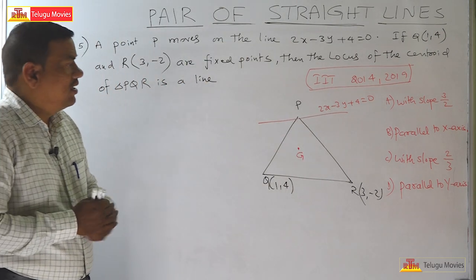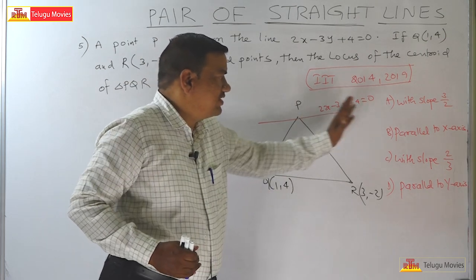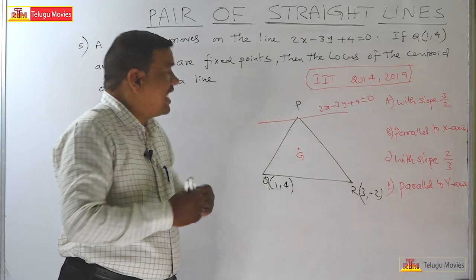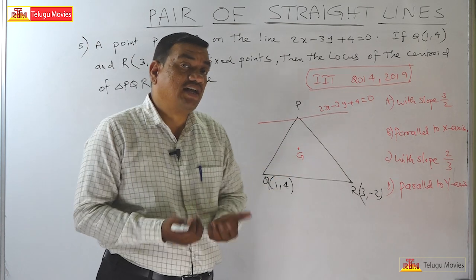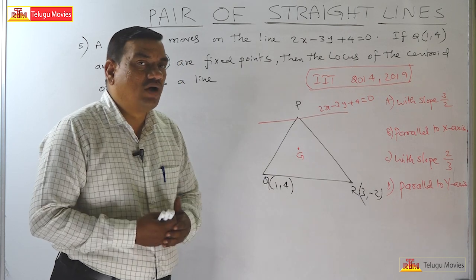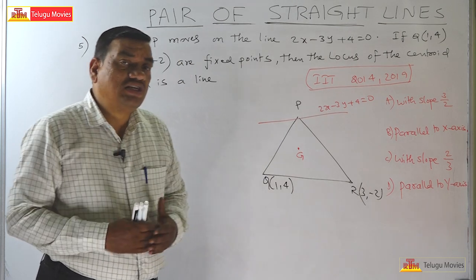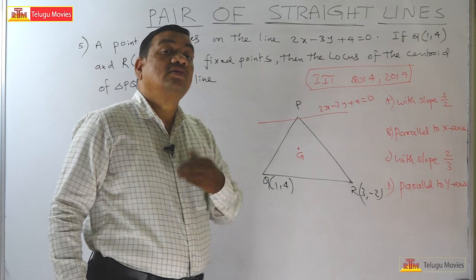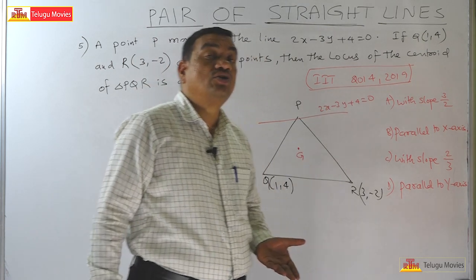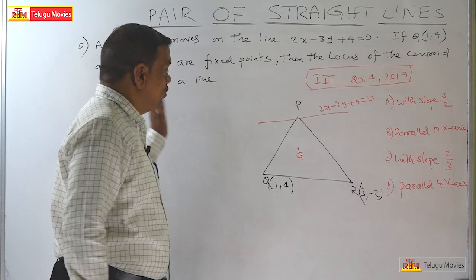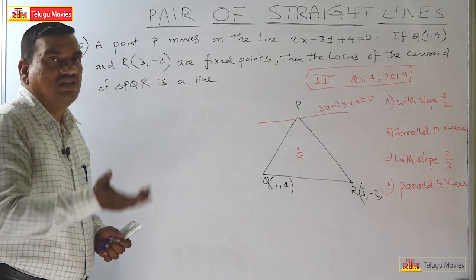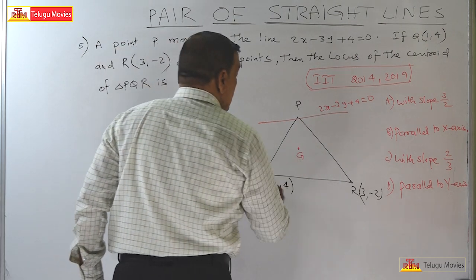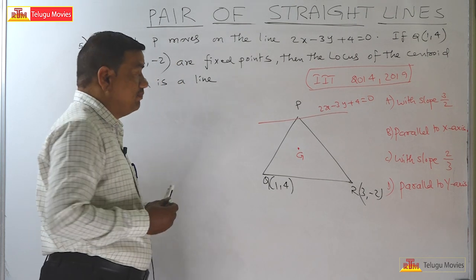When P is moving on the line 2x minus 3y plus 4 is equal to 0, you will get n number of triangles PQR and n number of centroids. All the centroids lie on a locus, and the locus of the centroid is a line. Then we can conclude whether the slope is parallel to the x-axis or the y-axis. So if we find the locus of the centroid, afterwards we can conclude that. Let the centroid of the triangle be (h, k).